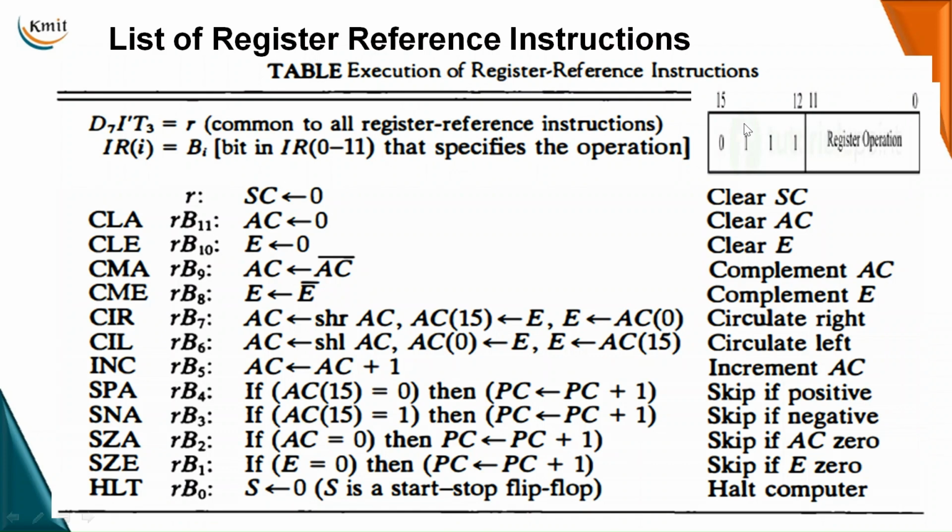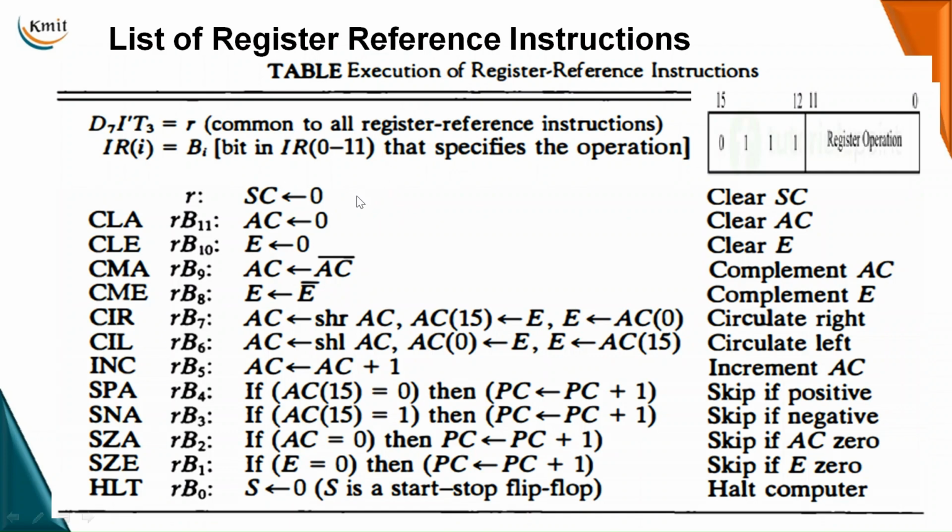So r is nothing but the bits from 12 to 15 along with this D7 I'T3, they are represented by r. As we know that there is no memory reference, bits 0 to 11 will be specified based on this capital B. So if you look at the first type of instruction, in this case only r, which means that if the output is D7 I'T3, then the sequence counter will be cleared to 0. This instruction clears the sequence counter. This is a counter which will be cleared to 0.